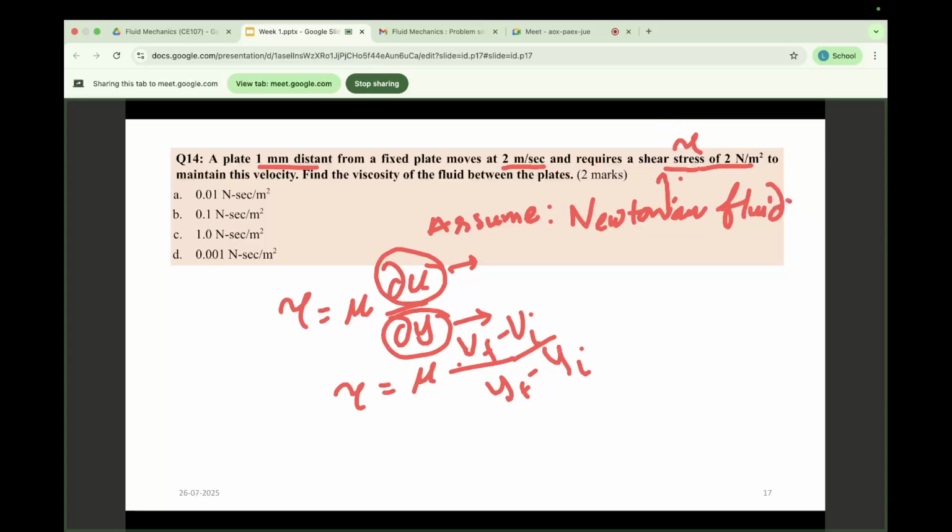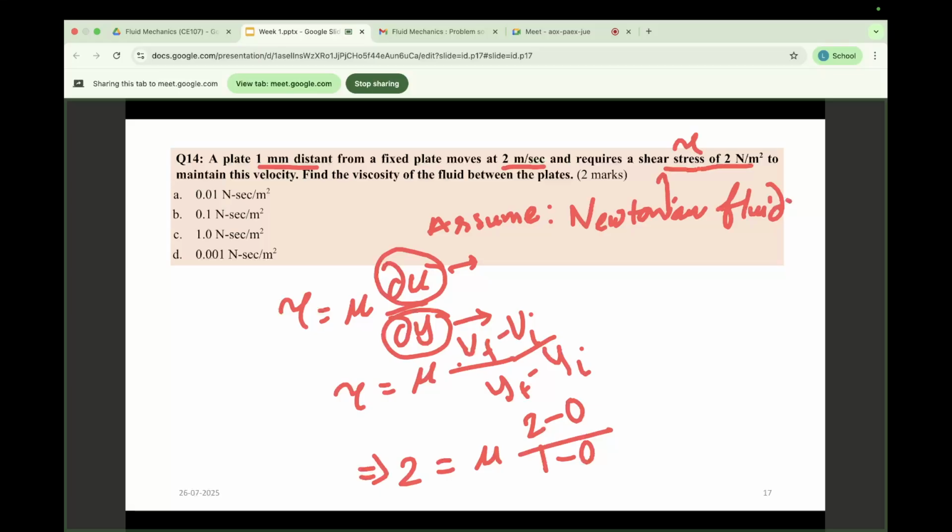So this tau is given as 2, and you have to find out the viscosity. So the plate moves at this velocity. So final velocity is given, initial is not given, so we consider it as 0. Similarly, given that the plate is 1 mm distance from a fixed plate, so that means it is moving 1 meter. So that means 1 minus 0, right?